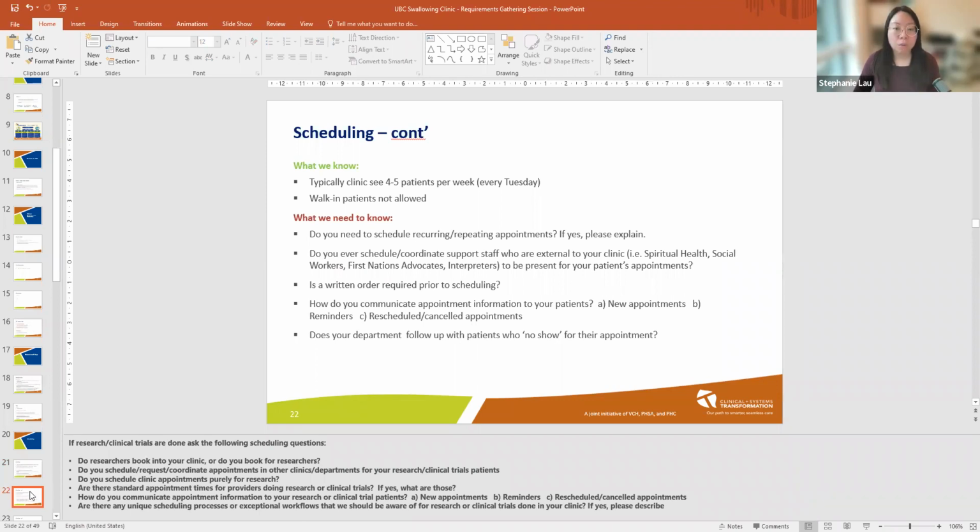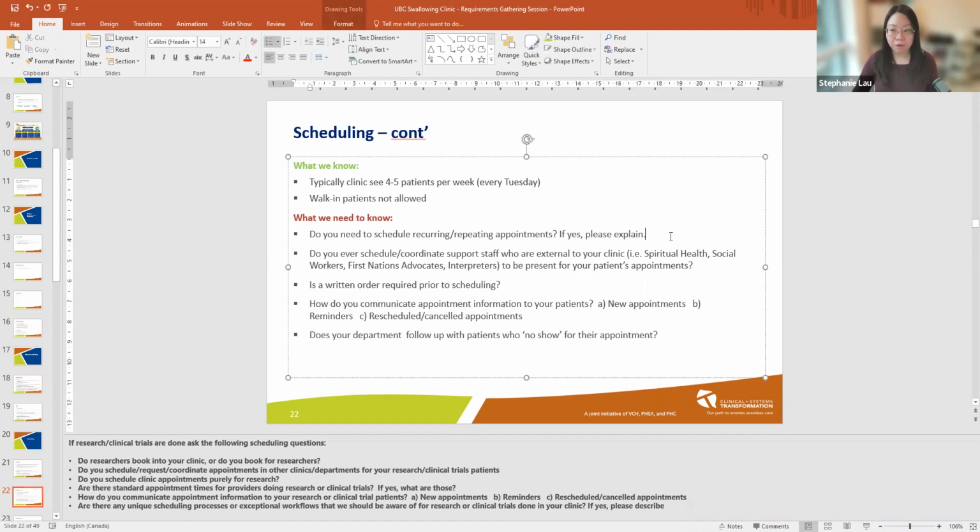All right. So right now, I've been told that the clinic sees about 4 to 5 patients per week, and walk-in patients are not allowed. Doesn't sound like we need recurring or repeating with patients because it's more of a one-time assessment, potentially just a quick follow-up after that. Is that correct? That's true. We do have patients with neurodegenerative conditions that we might consider booking in for another appointment later, but typically they would be re-referred. We don't generally have recurring appointments.